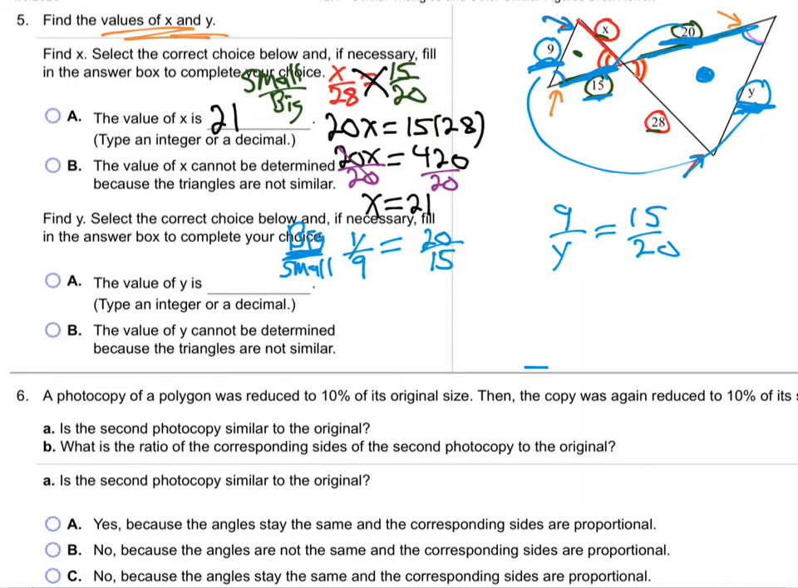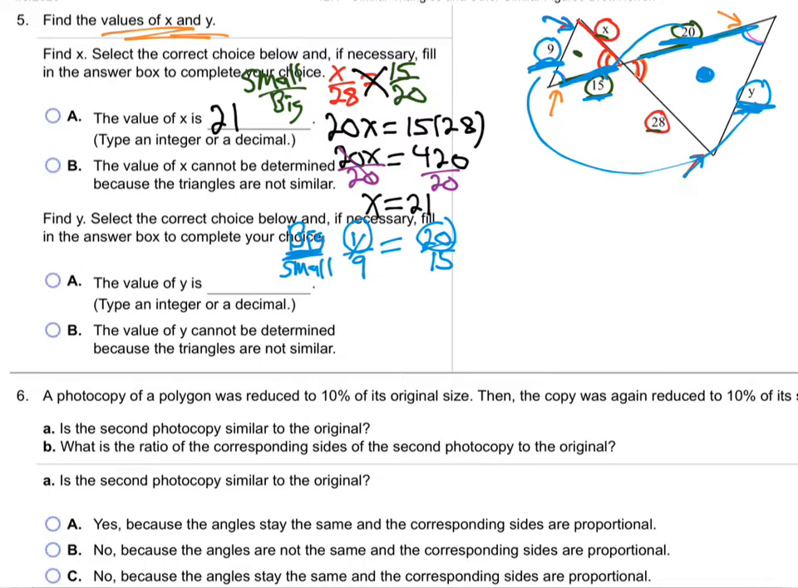Just be consistent. So, right, if I'm starting with the small triangle in the first fraction, the 9's the small, then I've got to start with the small triangle in the second fraction. Over here, I happen to start with the big triangle in the first fraction, so I've got to start with the big triangle in the second fraction. Just be consistent, and it'll work out.